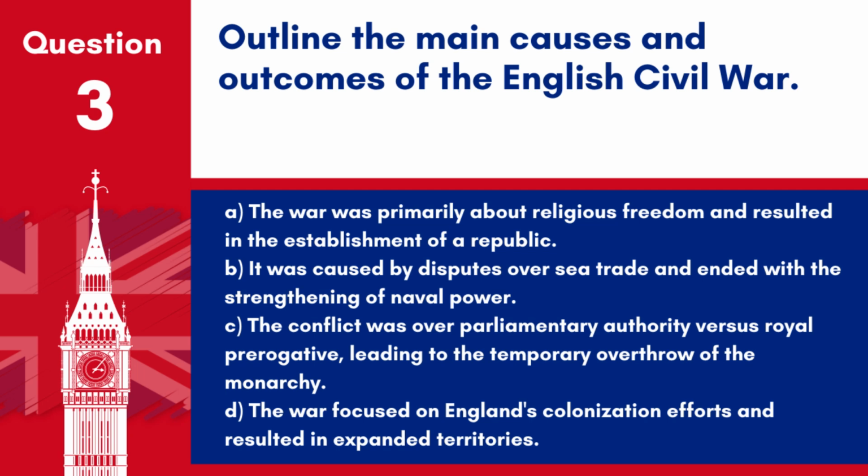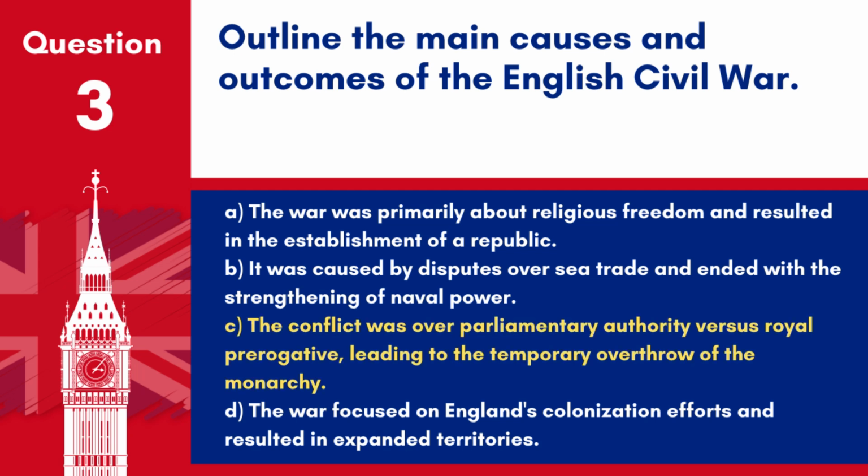A. The war was primarily about religious freedom and resulted in the establishment of a republic. B. It was caused by disputes over sea trade and ended with the strengthening of naval power. C. The conflict was over parliamentary authority versus royal prerogative, leading to the temporary overthrow of the monarchy. D. The war focused on England's colonization efforts and resulted in expanded territories.